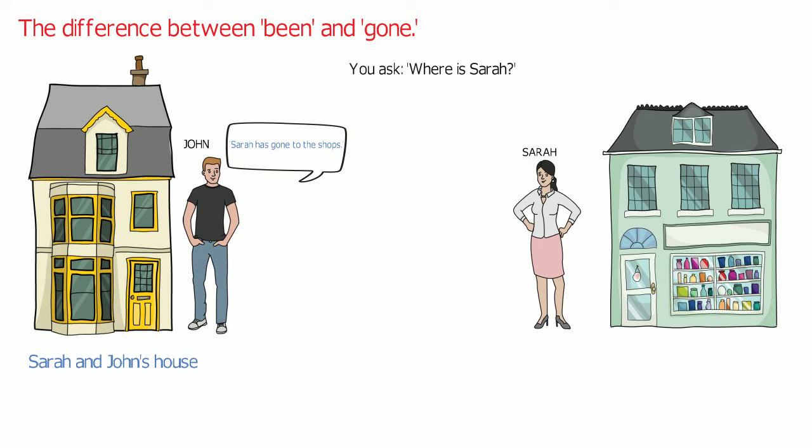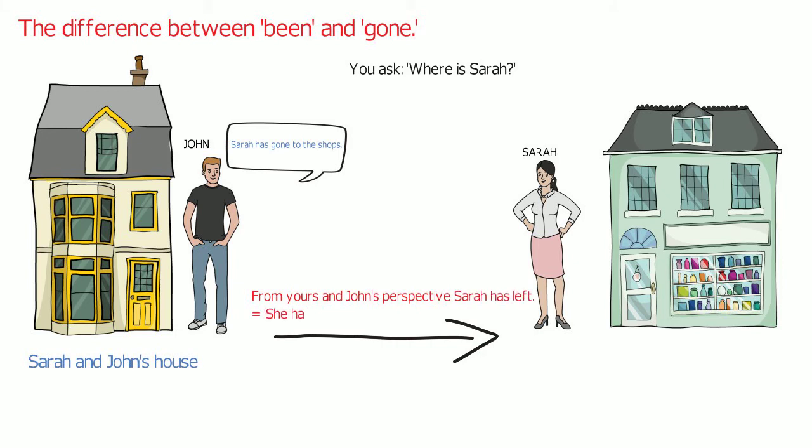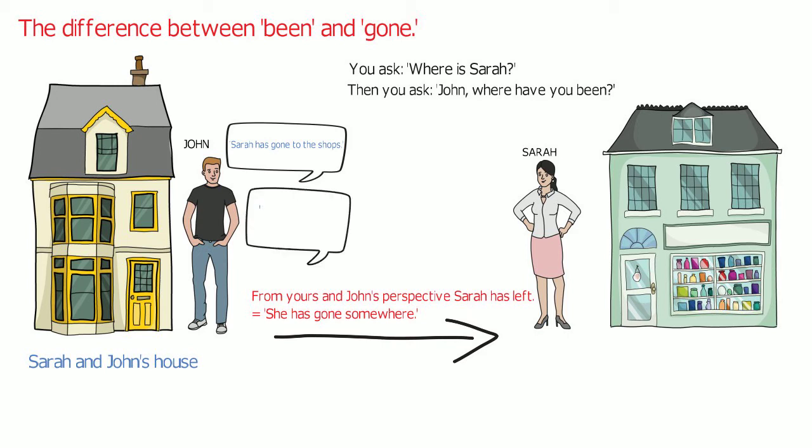Why do we use has gone? Well, the reason is that Sarah has left John to go to another place and has not yet returned, and so she has gone somewhere. Next, you ask John where he has been today. He replies, "I have been to the shops." John uses has been because he left where you both currently are to go to another location, but he has returned.